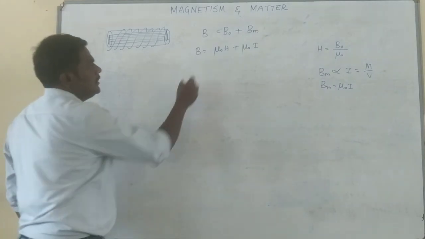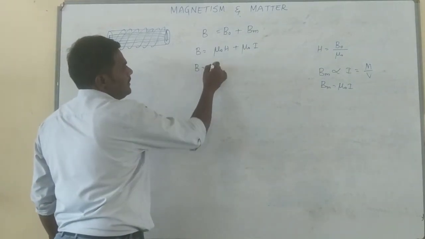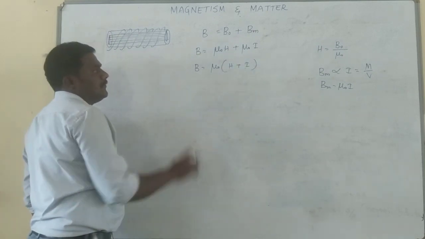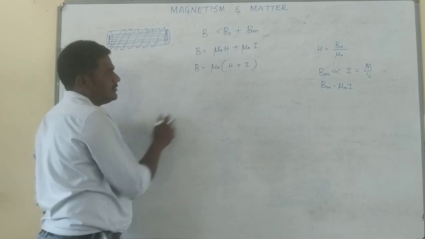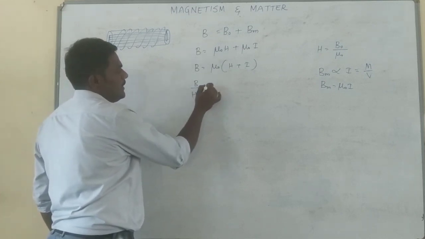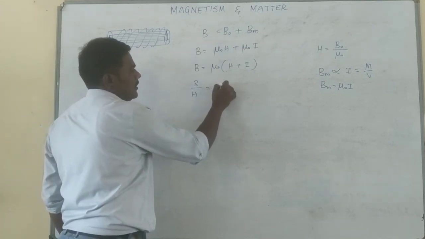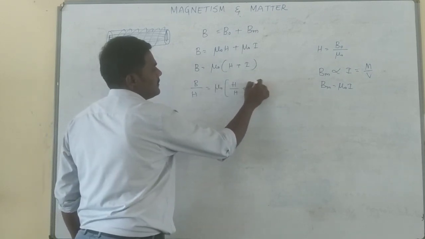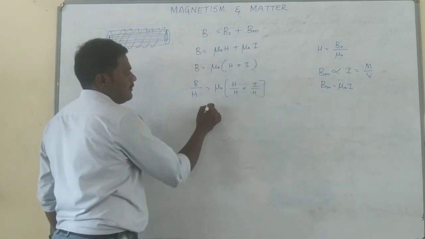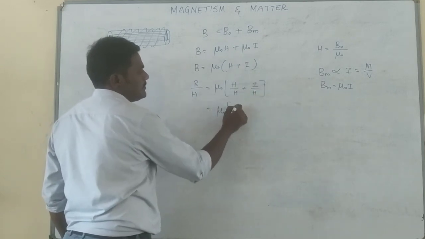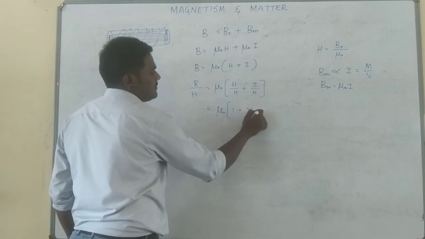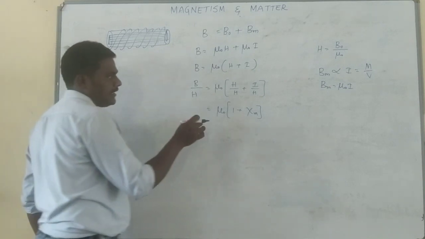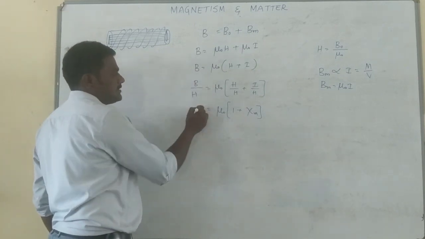Hope you understand now. Now, B is equal to, what is common in this? Mu naught into H plus I. For convenience, I will divide both sides by H. So B by H on the LHS, mu naught, and dividing by H for the inside terms, I get H by H plus I by H. Now mu naught, H by H is 1, and I by H is known as Xi, which we just discussed. That is the magnetic susceptibility.